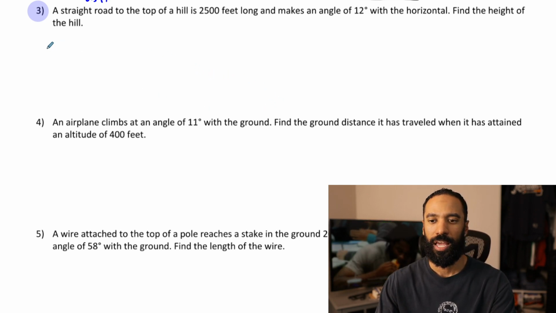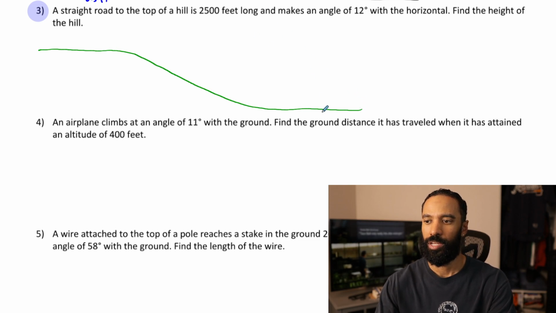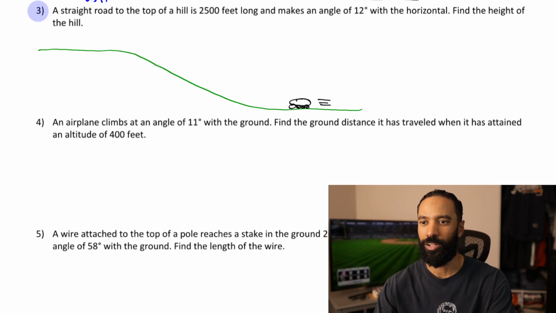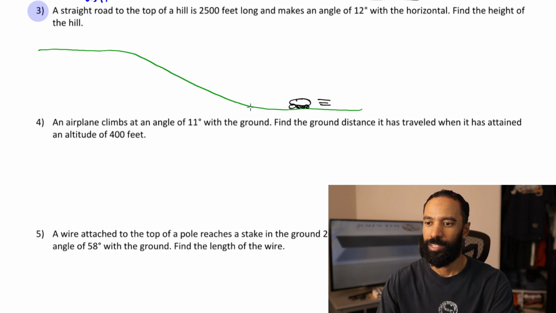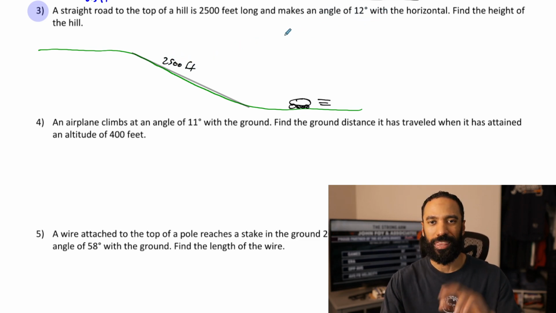It's a little too slopey. And you have something like a car driving on it as well. So I got a car, beep, beep. Terrible looking car. Vroom, vroom, vroom, driving uphill. Now this hill measured, let's do it kind of like that, just to kind of get the line going. This hill measured is 2,500 feet. Now it says it makes an angle of 12 degrees with the horizontal.